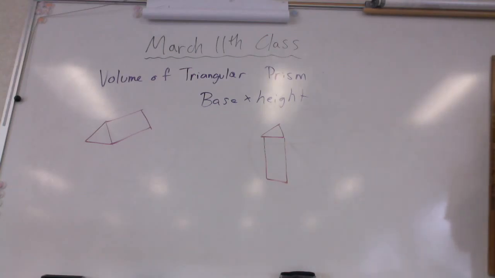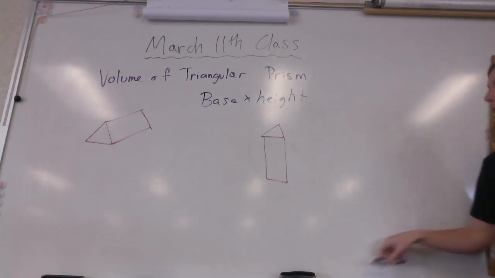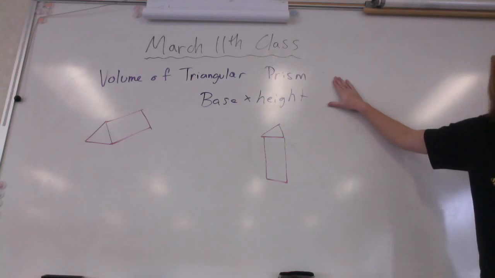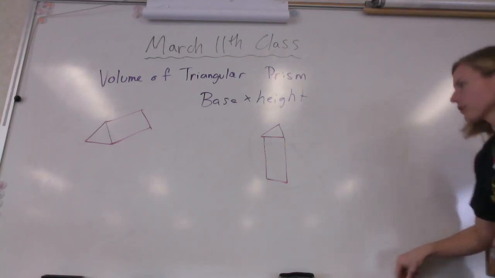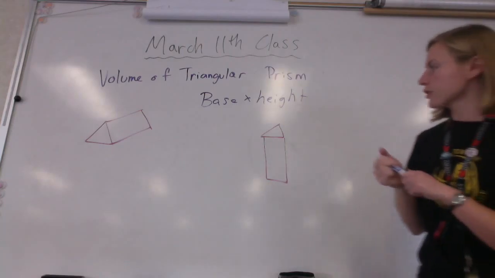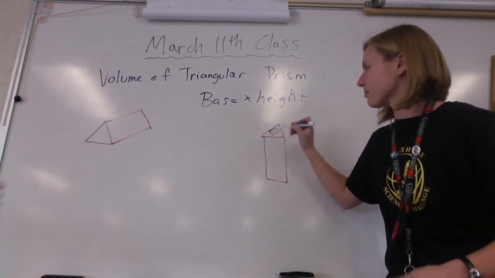So triangular pyramids have a triangle as their base. That's why the name, triangular pyramid. So we can still do base times height, but what's the shape of your base? A triangle. So whichever way that it's oriented, you're going to want the triangle to be considered your base.